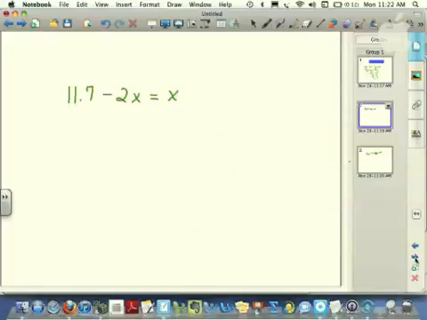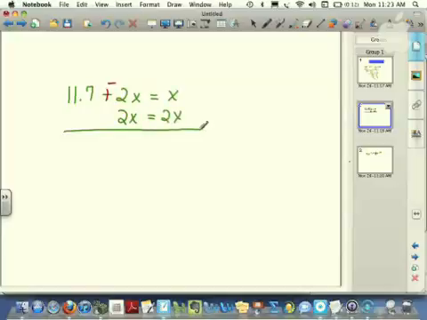In the next example, I have variables on both sides, an x and a 2x. Now notice, I'm going to have to be careful which way I move my x's, because if I move the x that's by itself over to the other side, there won't be anything left there but a 0. So in this case, I'm going to change this to add the opposite, and I'm going to move the negative 2x by adding a positive 2x to both sides.